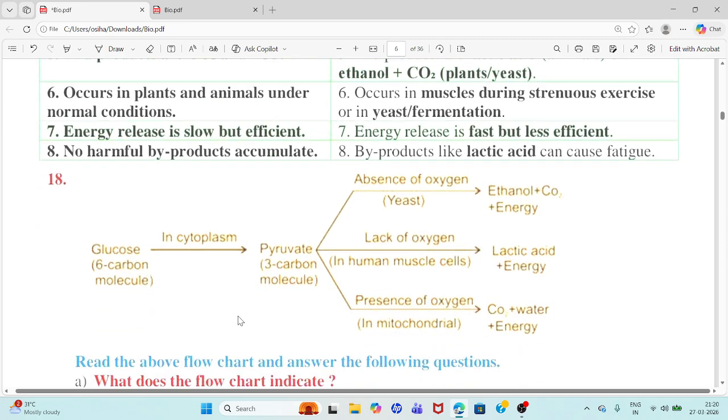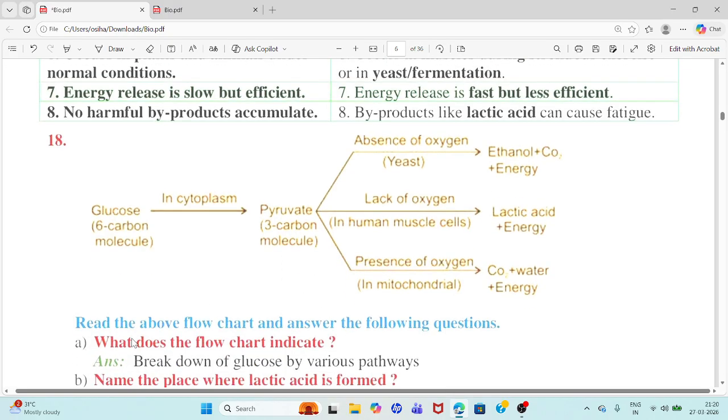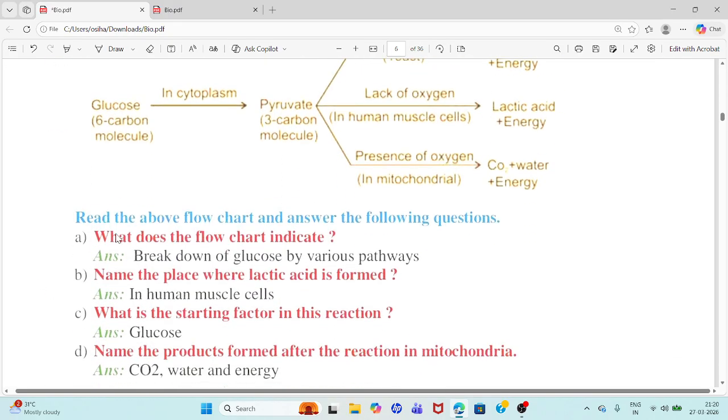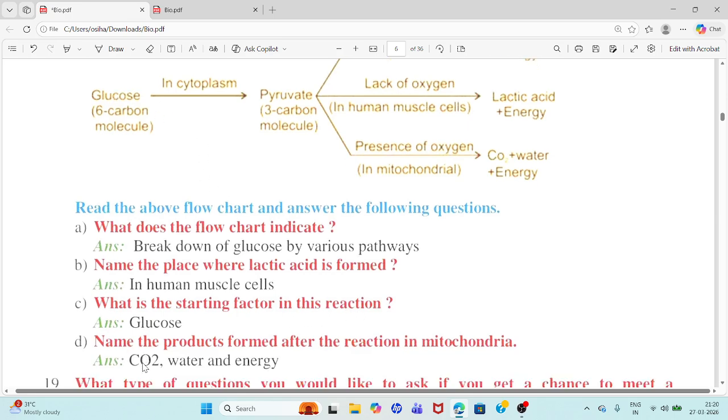18th question. By seeing this flowchart you have to answer the following questions. Question A. What does the flowchart indicate? Answer: breakdown of glucose by various pathways. B. Name the place where lactic acid is formed. You can see here lactic acid in human muscle cells. C. What is the starting factor in this reaction? Starting factor is glucose.